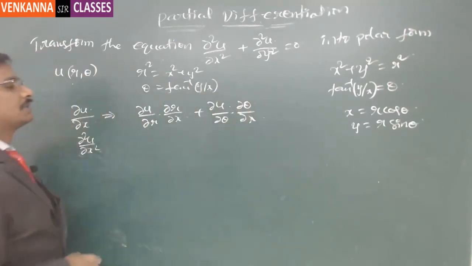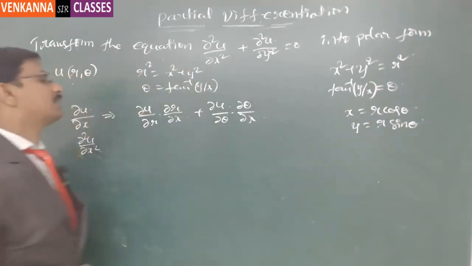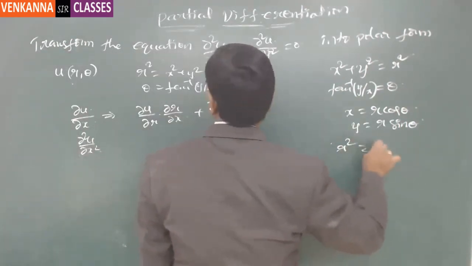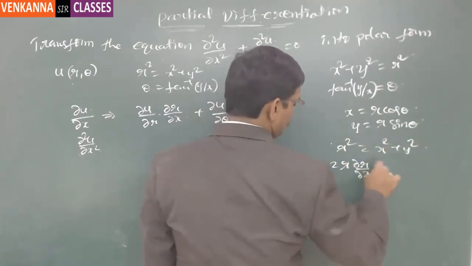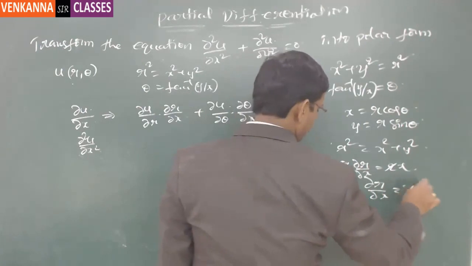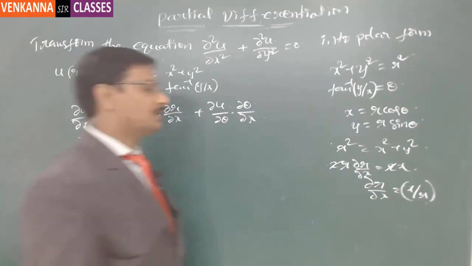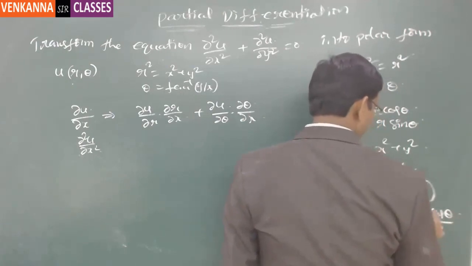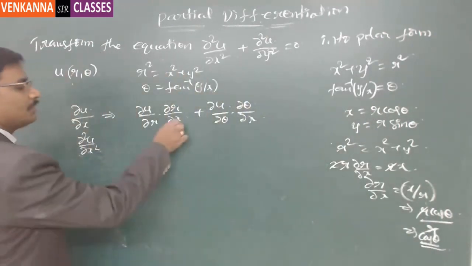But we have got the other relation, right? Here r² = x² + y². If you take the partial derivative with respect to x, then 2r ∂r/∂x = 2x. So these two will cancel, and ∂r/∂x = x/r. But you want everything in terms of r, θ. Since x = r cos θ, divided by r, these two cancel out and cos θ is left over. So ∂r/∂x you can replace with cos θ.